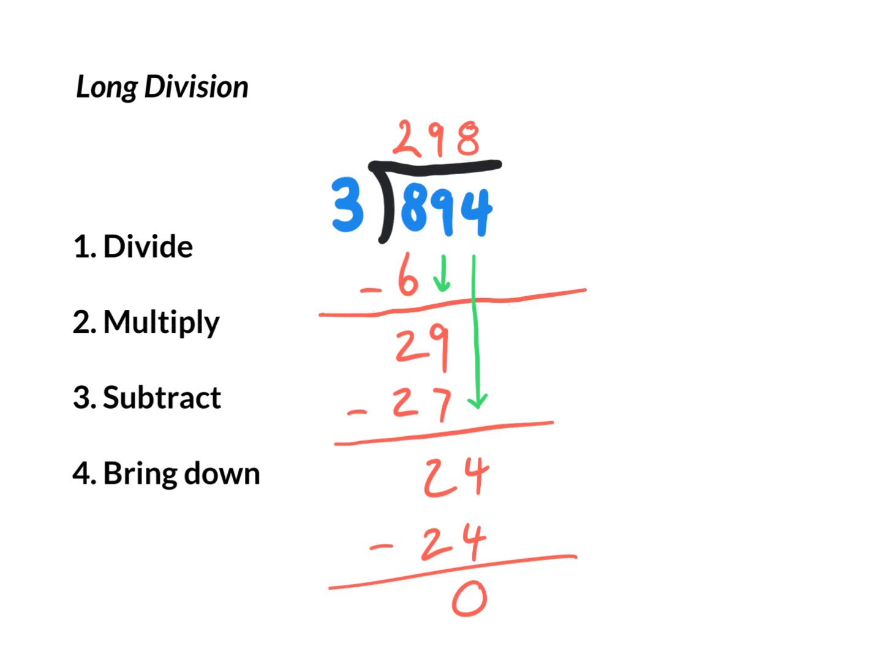24 divided by 3 is 8. We place our 8 up. 3 times 8 is 24. We place our 24 down and we subtract and we say 24 take away 24 is 0. So we know that 894 divided by 3 is 298. Once again, a very long method and easy to make mistakes as you go through the long division method.